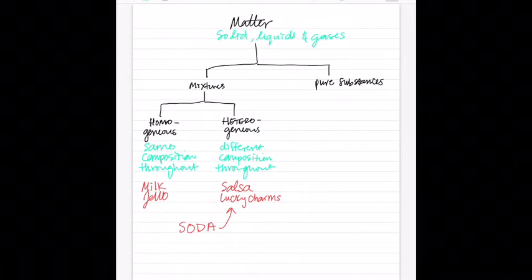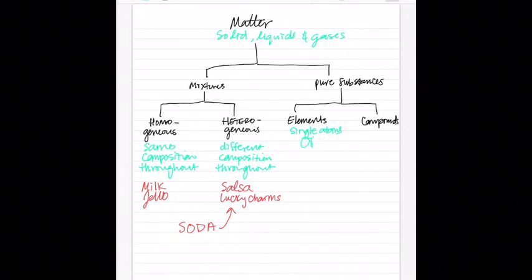Okay, moving on. Let's talk about pure substances. So your two options for pure substances are elements and compounds. All right, so elements are single atoms or diatomic. Okay, y'all, pay attention to diatomic elements for just a minute.